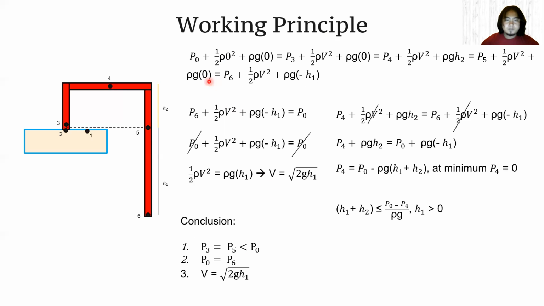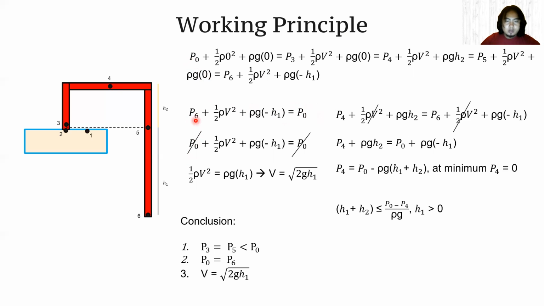And then next, from this equation, we'll take the first term and the last term here. Because these are just equal, we can make it like this equation: P naught equal to P6 plus 1 plus half rho V squared plus rho g minus H1. It should be P naught plus 0 plus 0, so just write it as P naught.